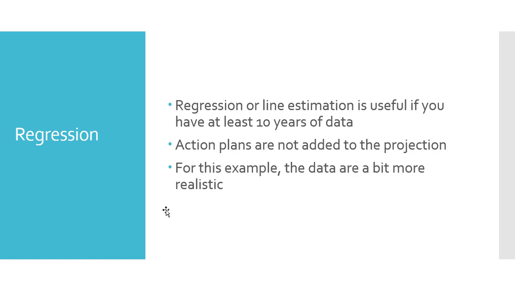Now here's regression. Regression, or line estimation, is useful if you have at least 10 years of data. You need 10 years, which any normal business has, though if we were doing this in our companies, getting 10 years of data is pretty tough. The action plans are not added to the projection for regression. And in this example, the data are a bit more realistic.